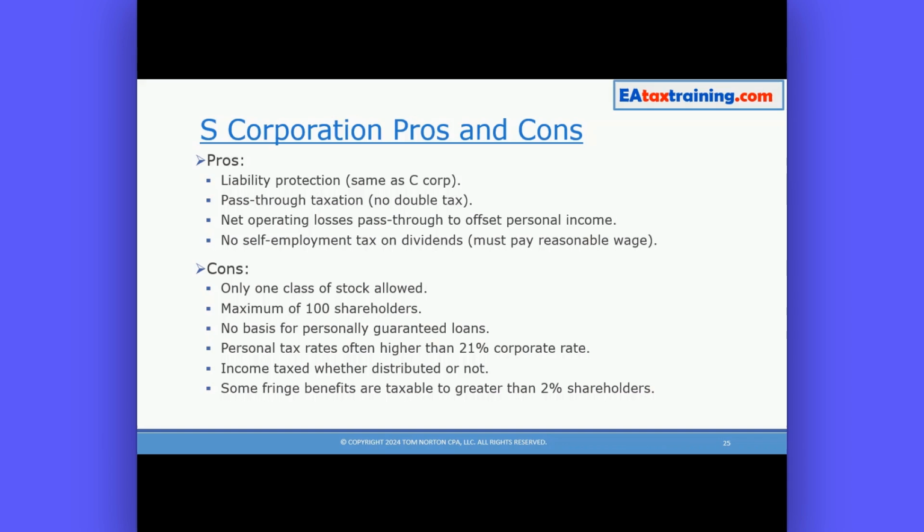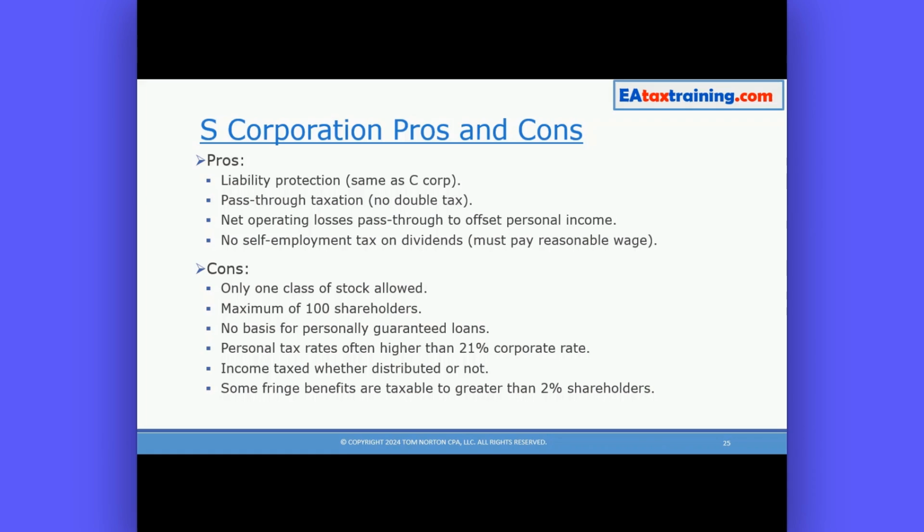You do not get basis for personally guaranteeing loans. So we talked about this with partnerships. With the partnership, you do get basis for personally guaranteeing the loans, which means then you can take more of the losses from the partnership. With an S corporation, the losses that you take might be limited if you're not able to personally guarantee your loans. It just depends on the personal circumstances. And again, we'll talk about all of that when we get into the individual entity videos.